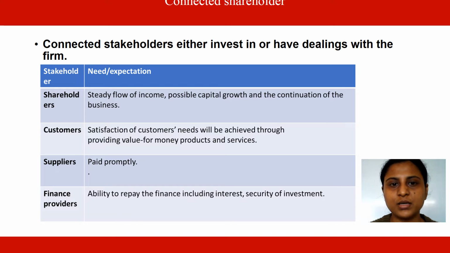Shareholders would expect a rate of return on their capital that they have invested into the business and therefore have profit maximization as their objective. Secondly, shareholders would want business growth, as this will ensure that the value of the shares will increase.